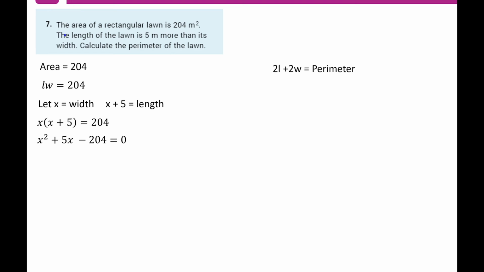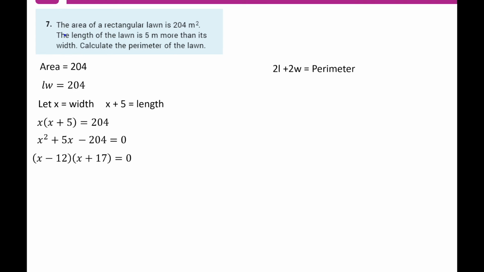We want to solve for x, so in this case we must factorize our trinomial. So we need to find the factors of our n values that will add to make our middle number. The factors of minus 204 which make 5 are 12 and 17. This gives us x minus 12 times x plus 17 equals 0. We now need to solve for x.